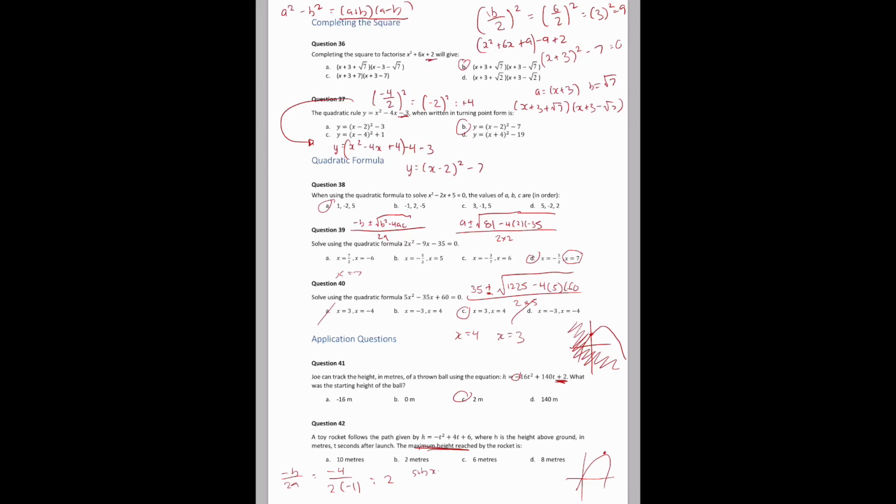Sub x is equal to 2 to find the y value. So y, or in this case h, is going to equal negative 2 squared plus 4 times 2 plus 6. That's going to give you negative 4 plus 8 plus 6 over here. So in this case, it's going to equal 10 meters. Hence, A will be the correct answer.